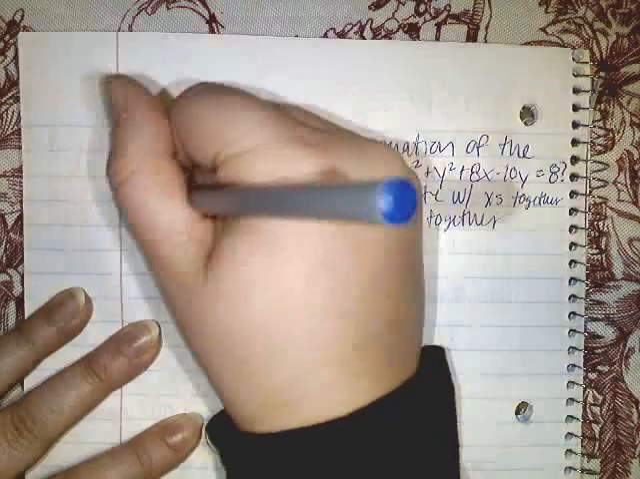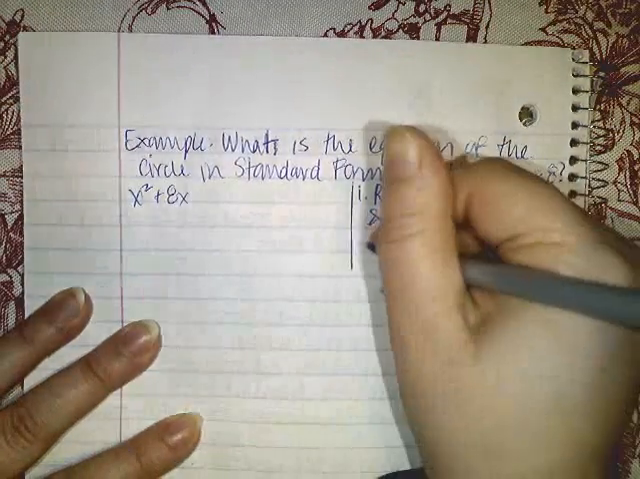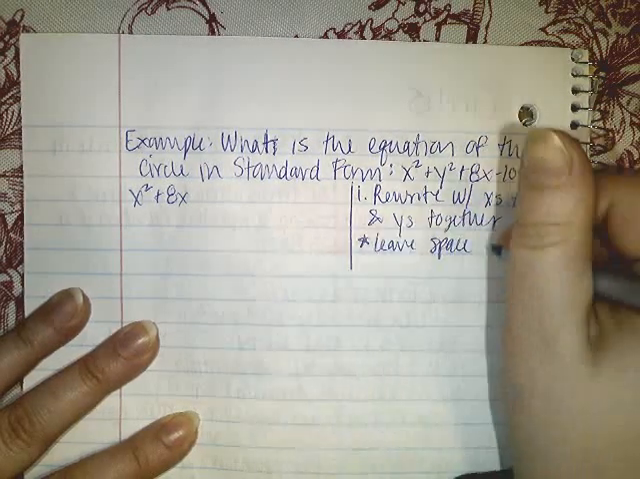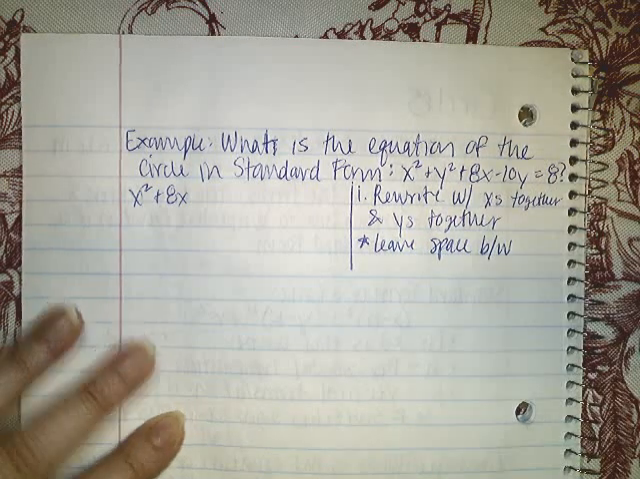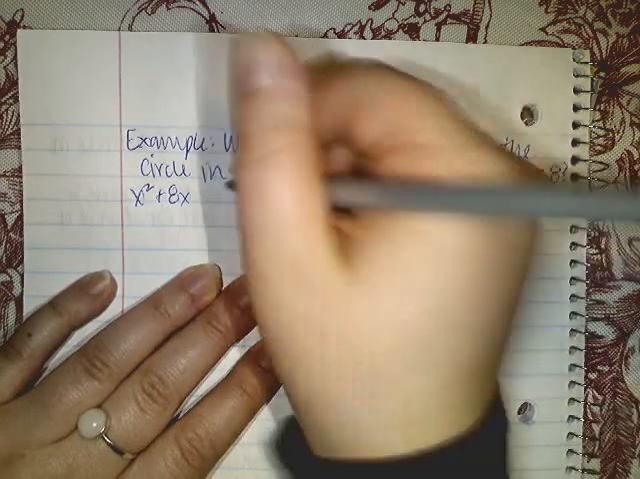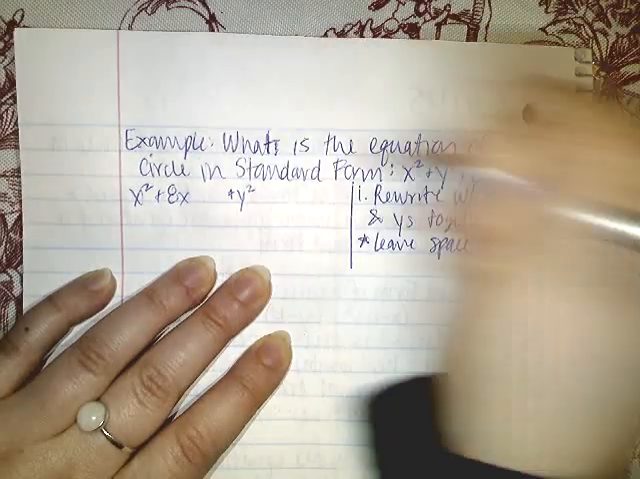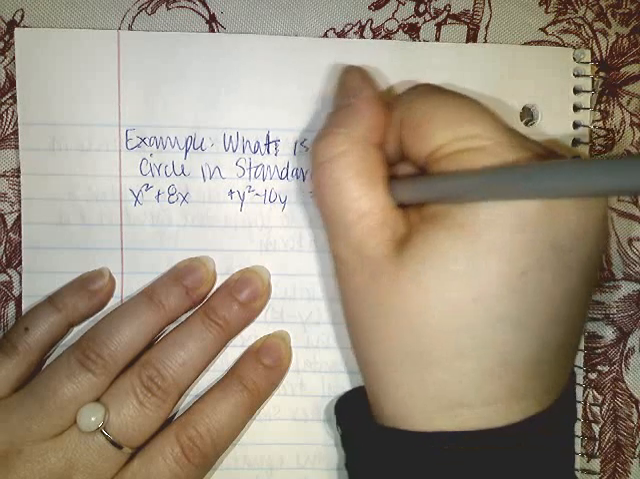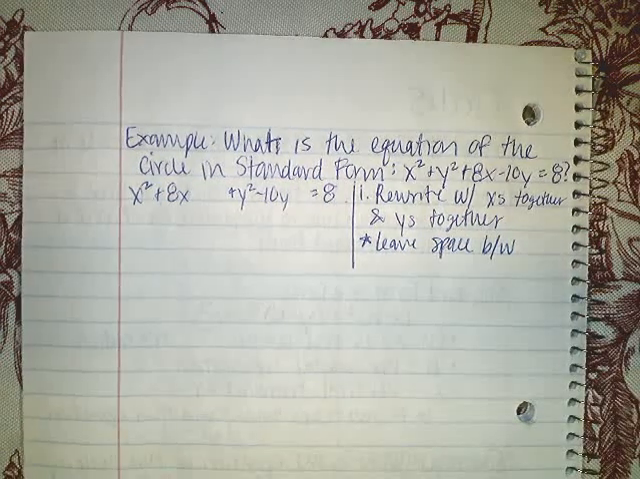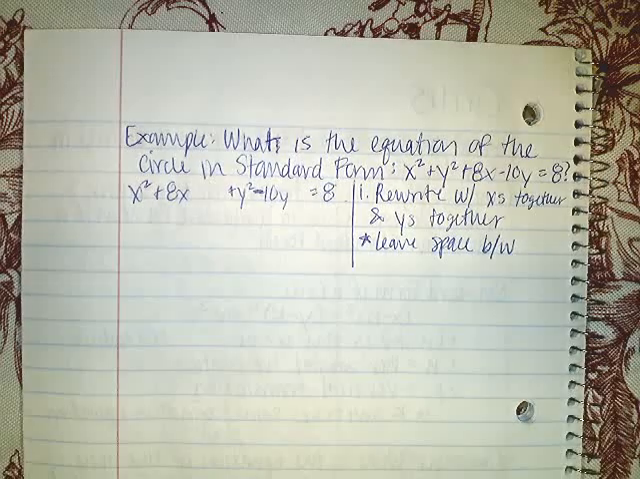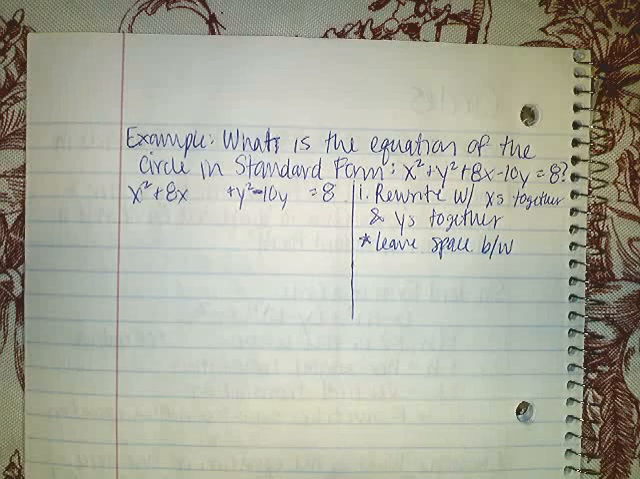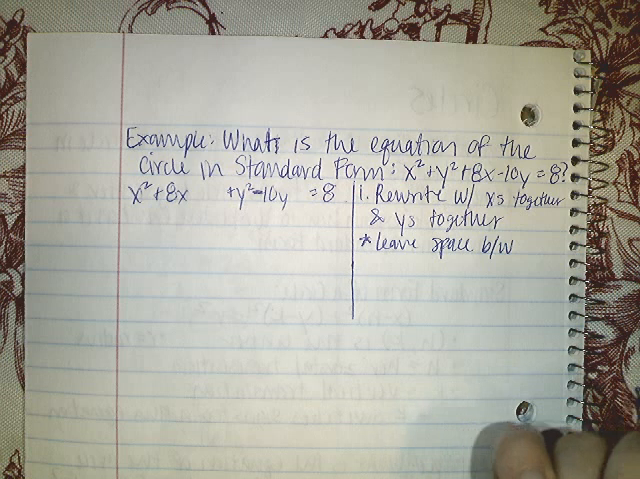So I have x squared plus 8x. I'm going to leave space as well. So leave space between, x squared plus 8x, leave some space, plus y squared minus 10y, leave some space, equals 8. And I'm not going to have enough room there, but I'll make do in a minute. So this is my new version. And the reason I left space is because I'm going to complete the square, create a perfect square trinomial like we did when we were solving by completing the square.